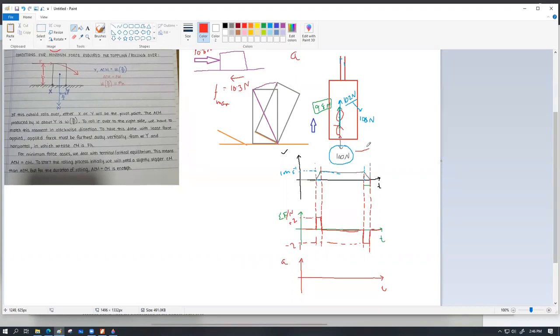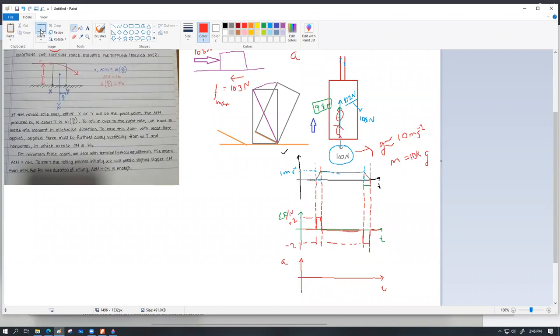So I might as well say that if I consider g approximately 10 meter per second squared, then this 100 newton of force would also mean that my mass is exactly 10 kg, right? So if my mass is 10 kg, then the acceleration should be resultant force divided by mass. So the acceleration value would be identical to this graph.